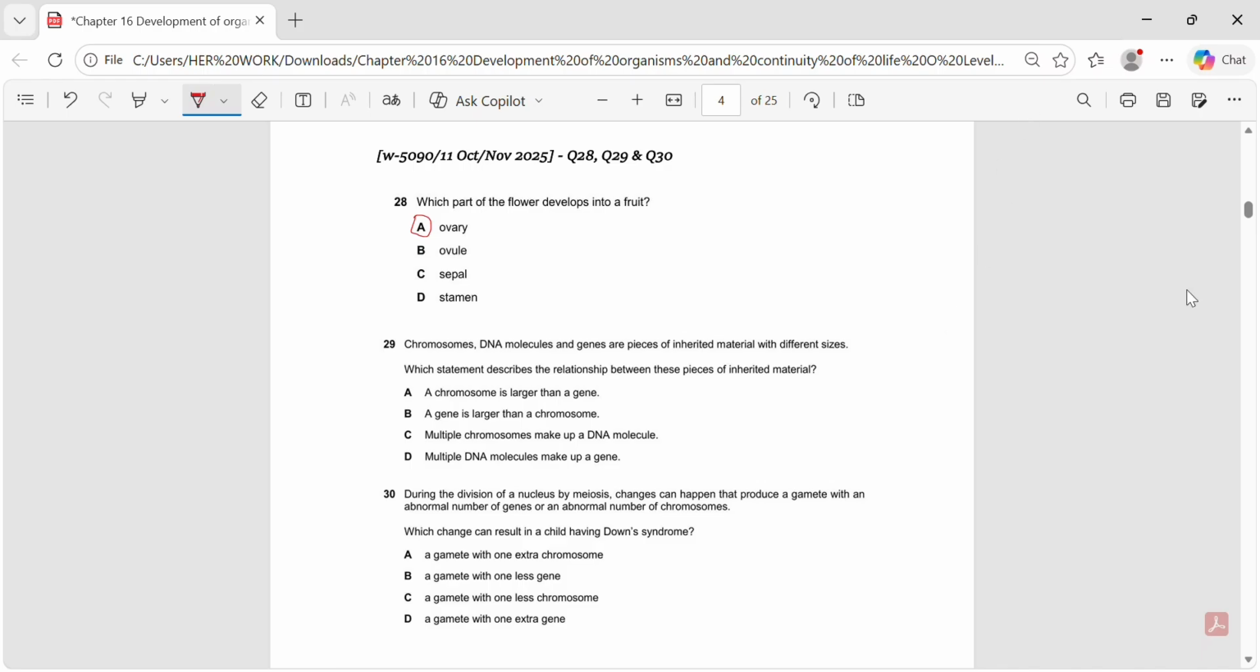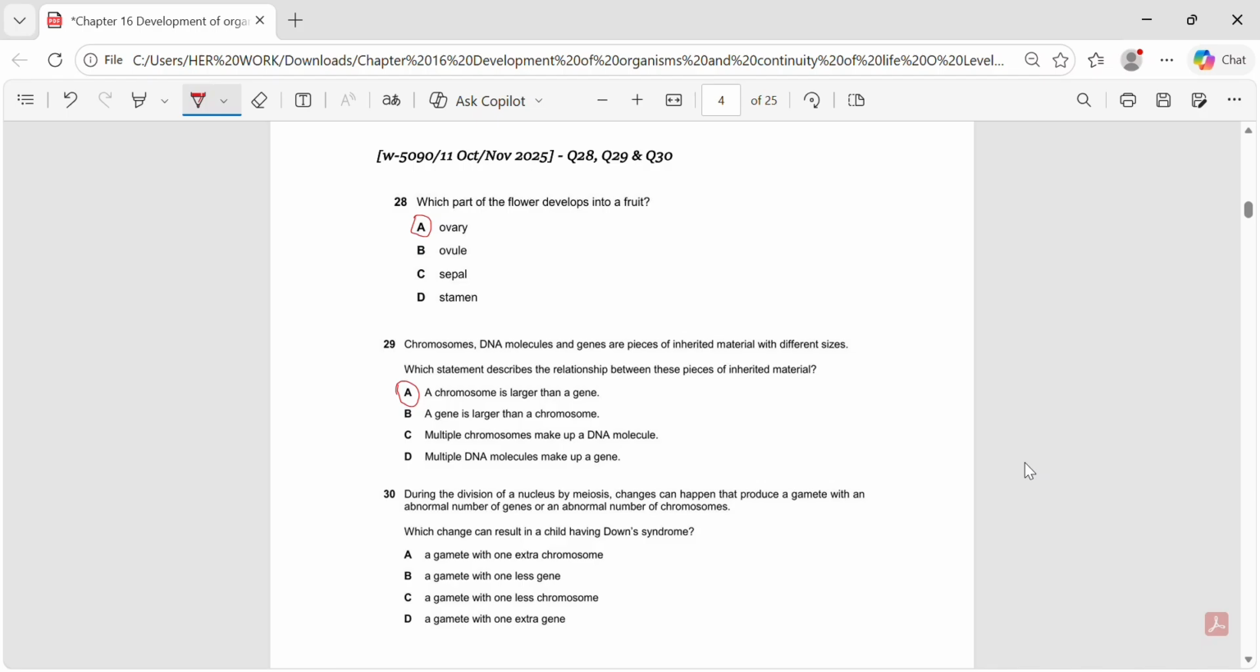Next, it says, chromosomes, DNA molecules and genes are pieces of inherited material with different sizes. Which statement describes the relationship between these pieces of inherited material? So, genes are actually small sections of DNA, and many genes together make up a chromosome. So, chromosomes are larger structures that contain DNA and genes, so, the correct answer here is A. A chromosome is larger than a gene.